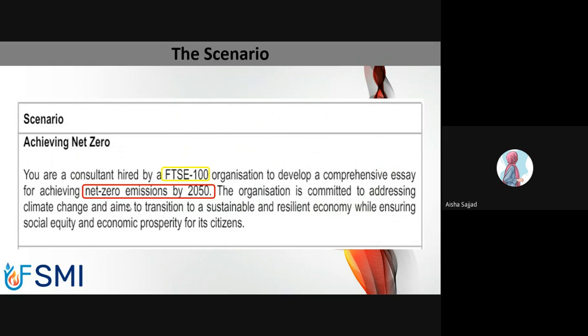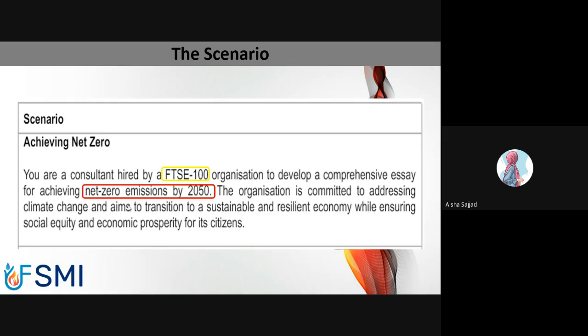emissions by 2050. So you are basically there to help the organization with this task. The organization also wants to address this issue of climate change, obviously, and it wants to transition, it wants to move towards a sustainable economy, a more resilient economy, and it wants to have economic prosperity, financial stability, and social stability at the same time. So the organization basically wants to have everything under one umbrella.